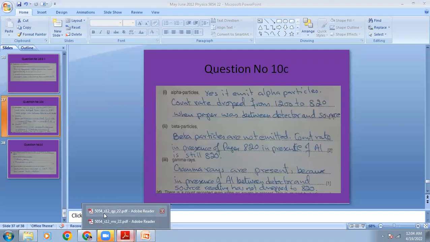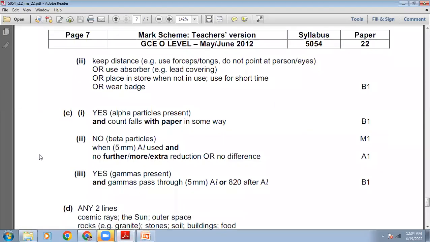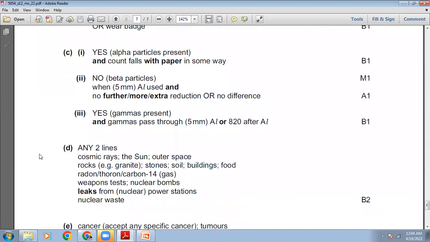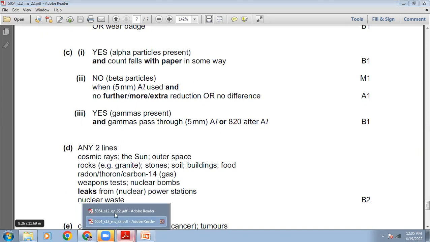Okay, let's check the marking scheme. Yes, alpha particles present and count falls with paper. No beta particles when 5 millimeter aluminum was used, and no further reduction or no difference. Yes, gamma present and the gamma passed through the 5 millimeter aluminum, or 820 after aluminum. So that was the C part of the question.